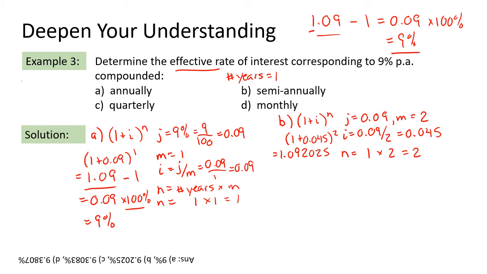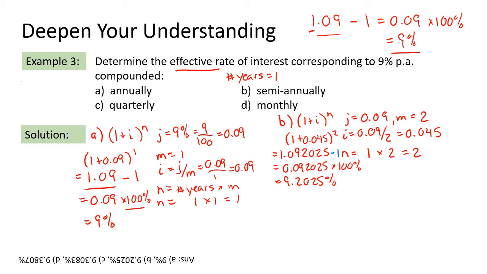So we get 1.092025. And again, if we want to convert that to the actual interest rate, first we have to subtract 1. So we get 0.092025. Then, to convert it to a percentage, you multiply it by 100%, and you get 9.2025%.